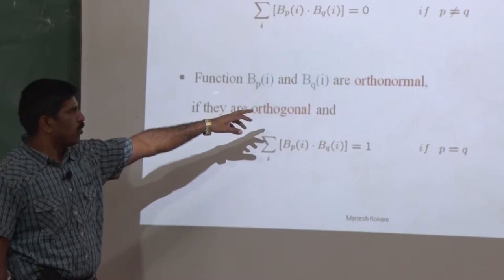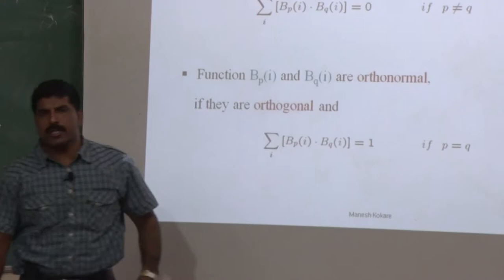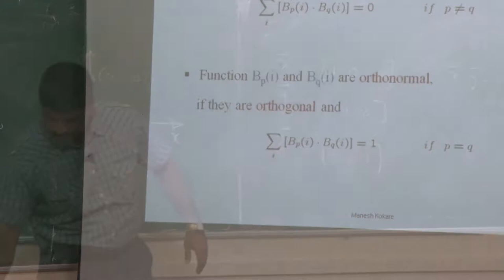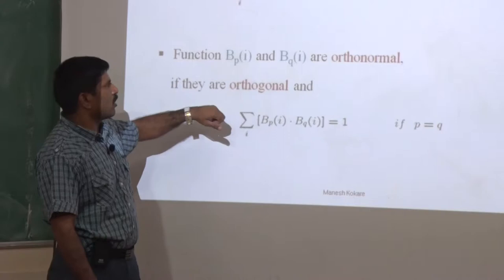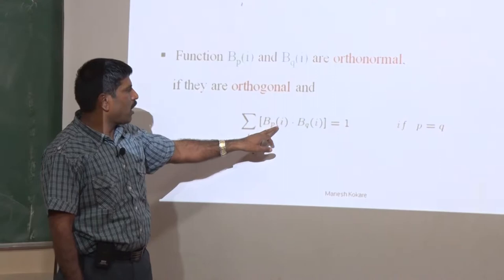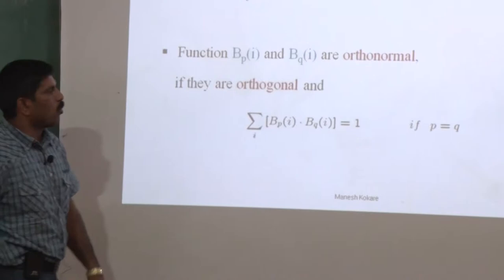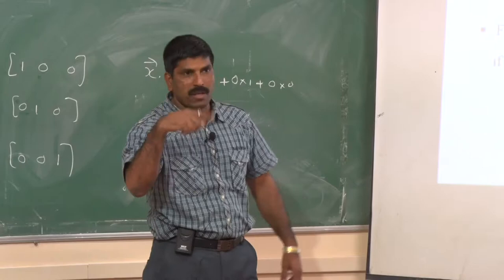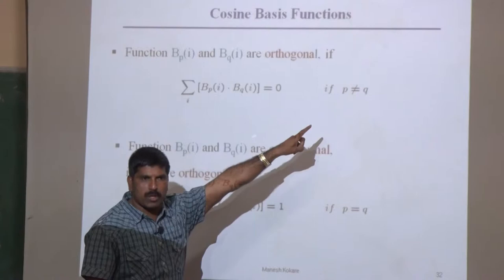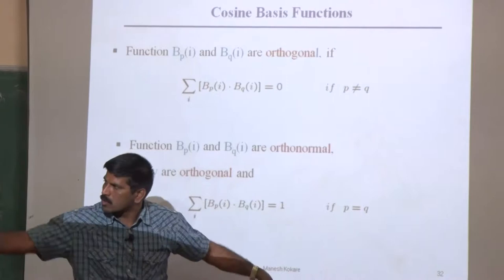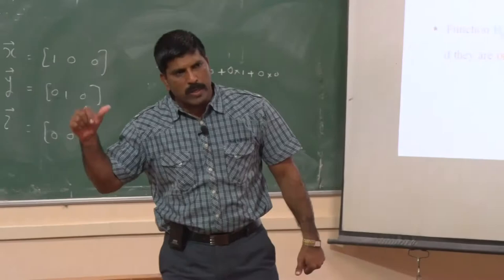This is orthogonal, and a function is said to be normal if the functions b_p(i) and b_q(i) are orthonormal when they are orthogonal, and if b_p dot b_q is equal to 1 when p is equal to q. So, this should be 0 provided p is not equal to q, and if it is 1 when p equals q, then this is orthonormal. So, whatever we have drawn, all those vectors are orthonormal vectors.